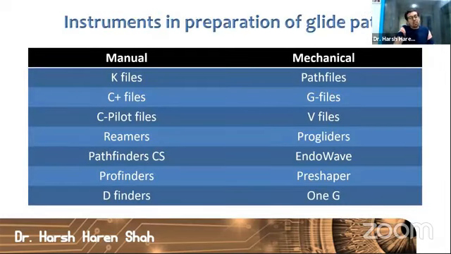Let's go into actual glide path preparation now. There are several different instruments, materials, and techniques which are available for preparation of glide path. You have a lot of manual instruments, from things as basic as your reamers and K files to instruments which are specifically meant for preparation of glide path, like the ProFinders or Pathfinder CS, etc. And then there are rotary or mechanical instruments like path files, G files, etc. What I would suggest here is I will explain all three techniques to you and you choose what you want to do at the end.